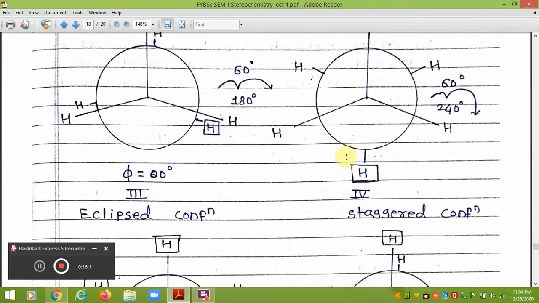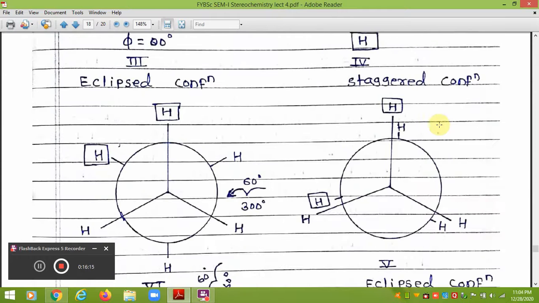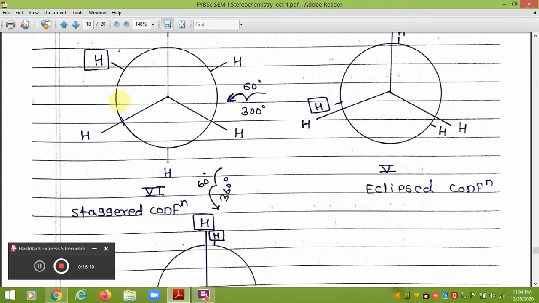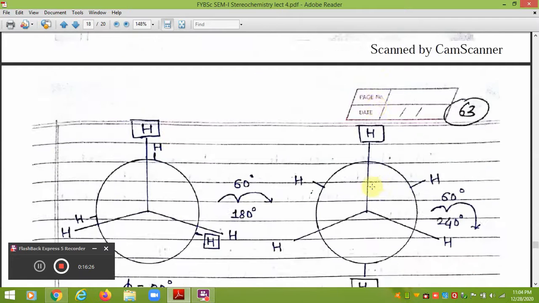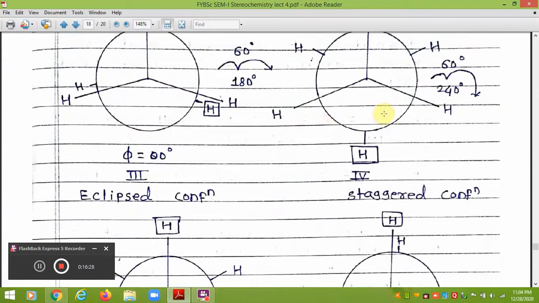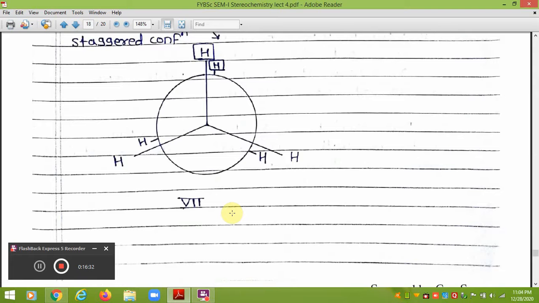So this way this structure is obtained, and again by rotating another 60 degrees we get this structure, and finally due to one more 60 degree rotation we get this. In this way we get structure number 1, structure number 2, structure number 3, 4, 5, 6 and 7. In this way we are getting the 7 stereoisomers.